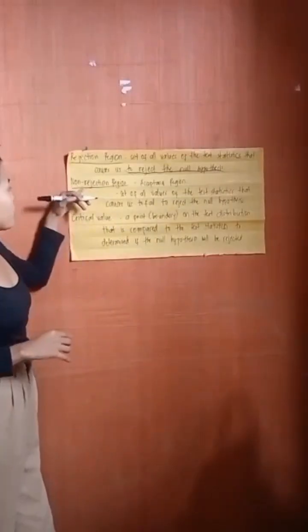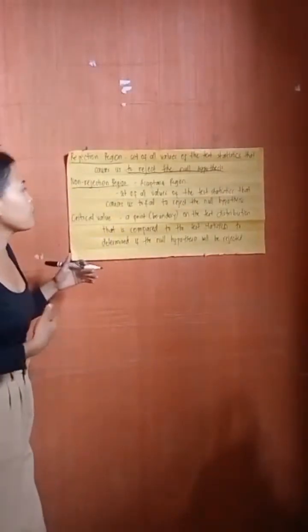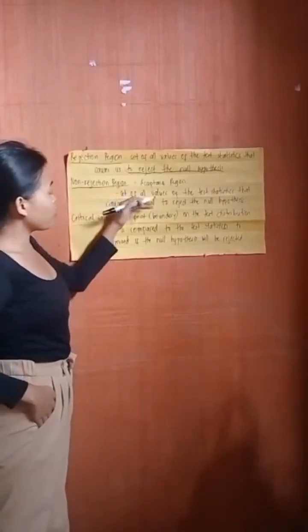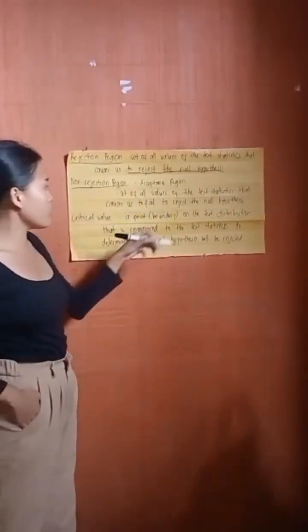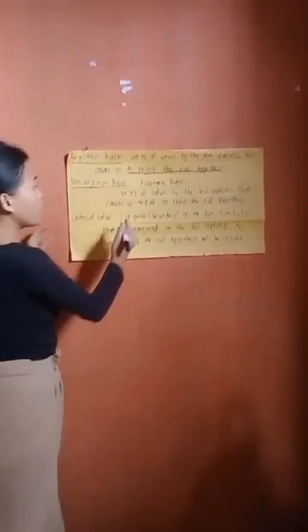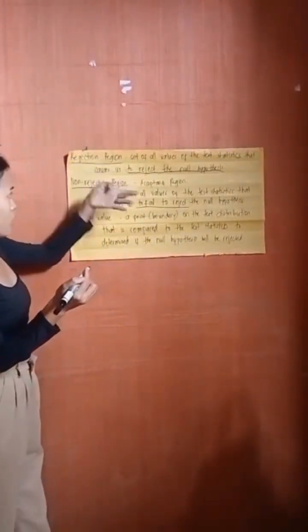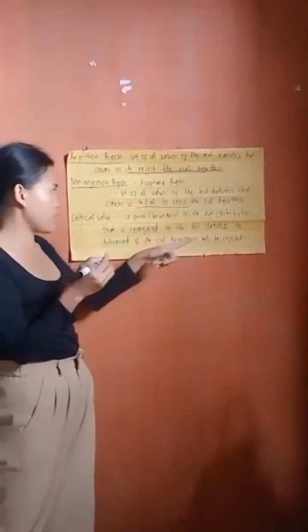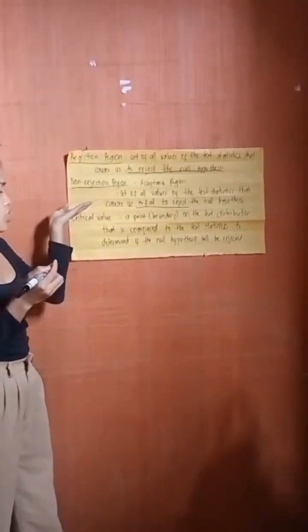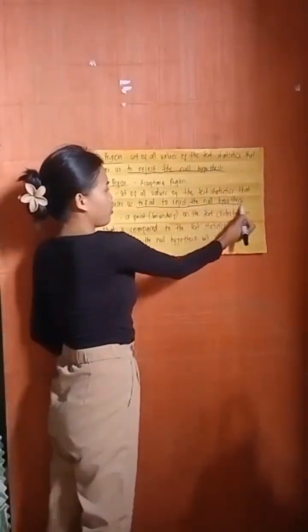And then we have here the non-rejection region, or it is also called acceptance region. It is a set of all values of the test statistic that causes us to fail to reject the null hypothesis. So the rejection region, it causes us to reject the null hypothesis, while in the non-rejection region, it causes us to fail to reject the null hypothesis.